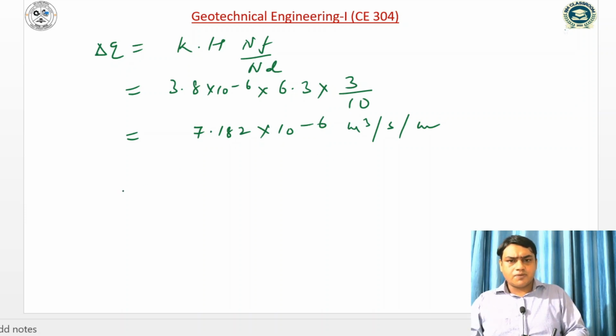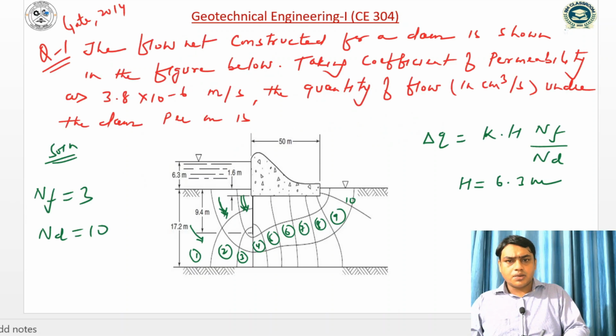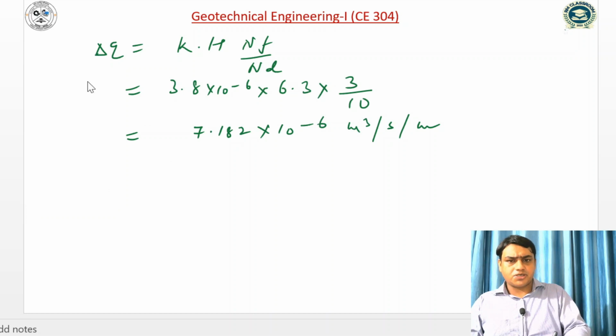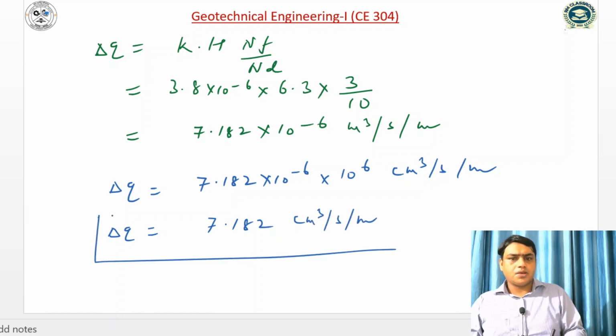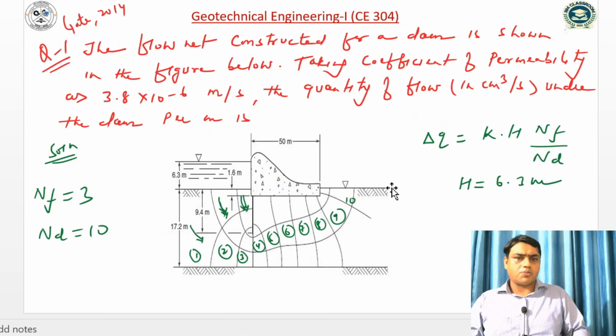We have to find the quantity of flow in centimeter cube per second per meter. If I convert this value, delta Q is equal to 7.182 into 10 to the power minus 6 into, converting to centimeter, 10 to the power 6 centimeter cube per second per meter. So delta Q is equal to 7.182 centimeter cube per second per meter. This is the quantity of seepage or seepage discharge for this problem.